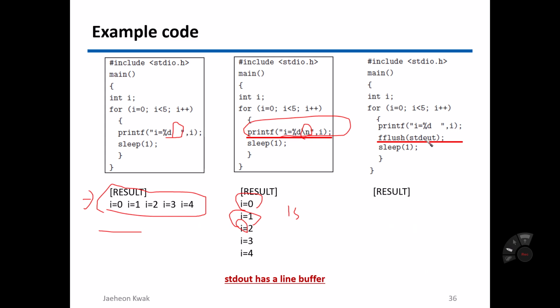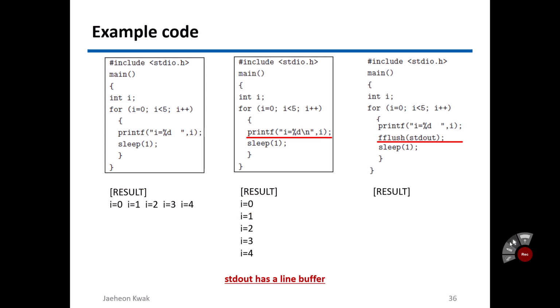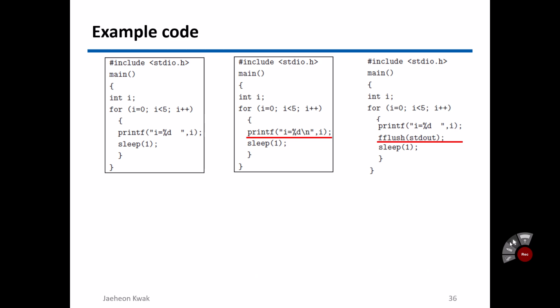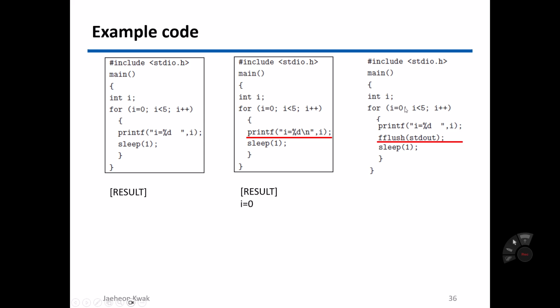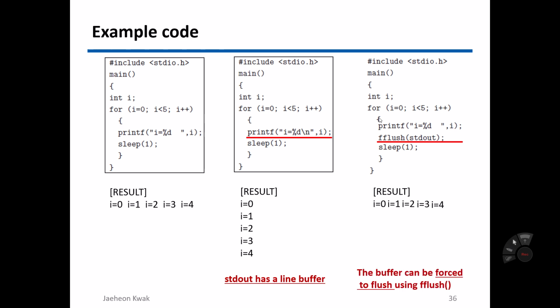And also, in the third example, because we manually added this fflush, every 1 second the output will be printed. Okay, so yeah, that was the buffering.